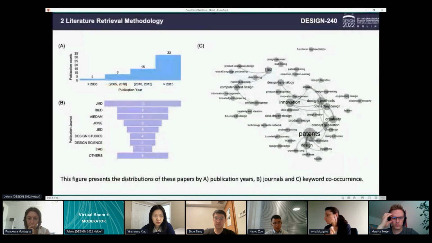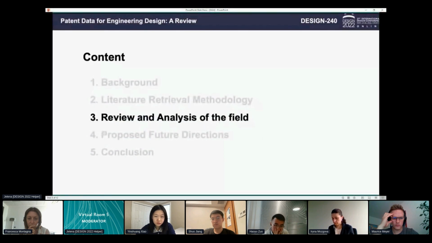This paper presents the distribution of these retrieved papers by publication year, journals, and keyword co-occurrence. We can see a clear growing trend in figure A. Let's go to part 3, review and analysis of the field.